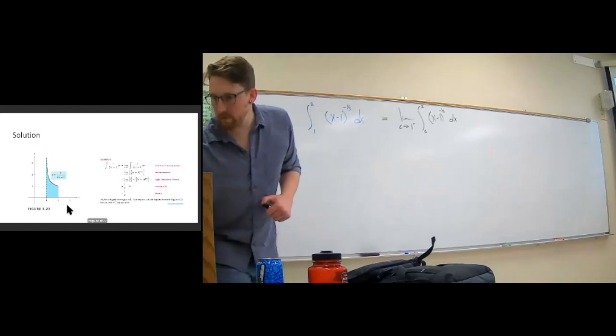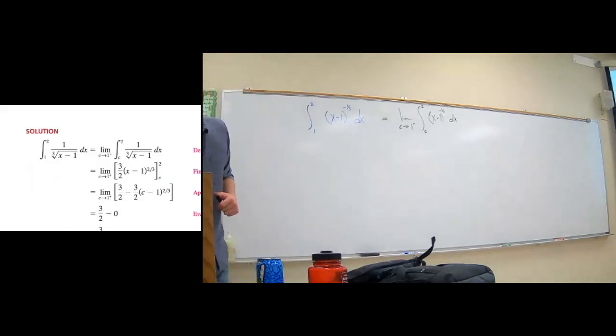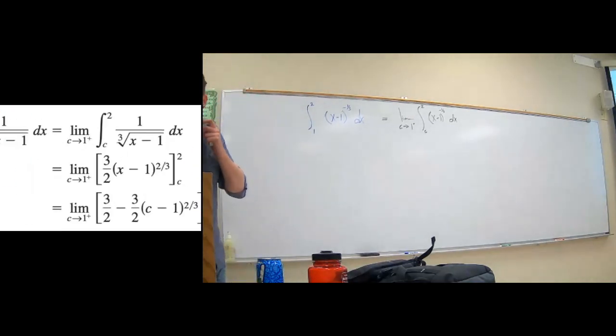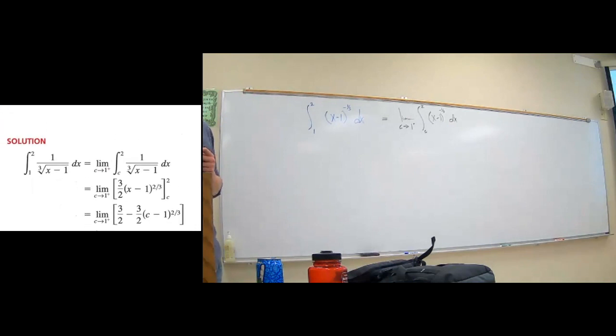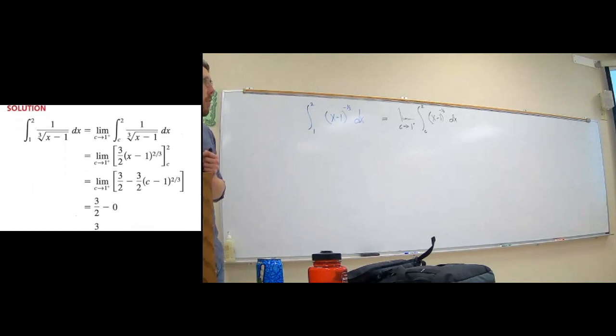So, jumping forward, check it out. They do the exact same thing, don't they? Replace 1 with C and apply a limit as C approaches 1 from the right. Then do your integration, apply your bounds, then apply your limit.